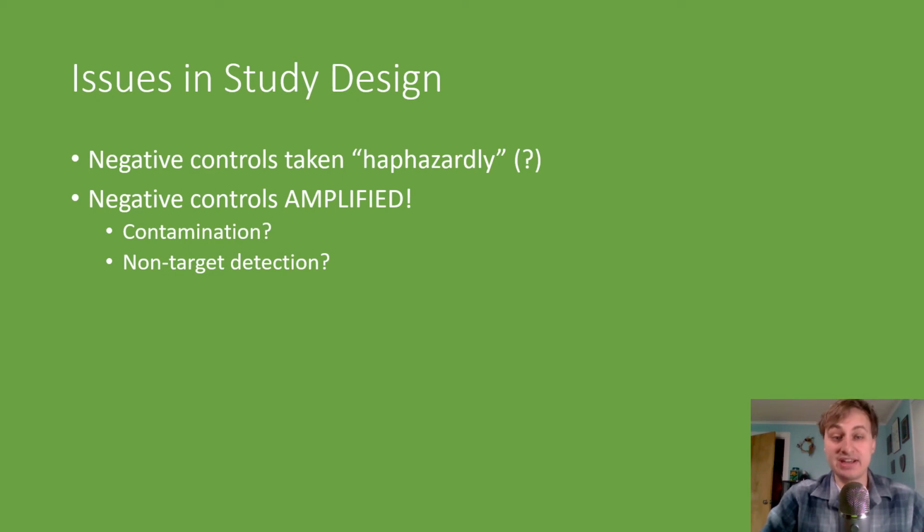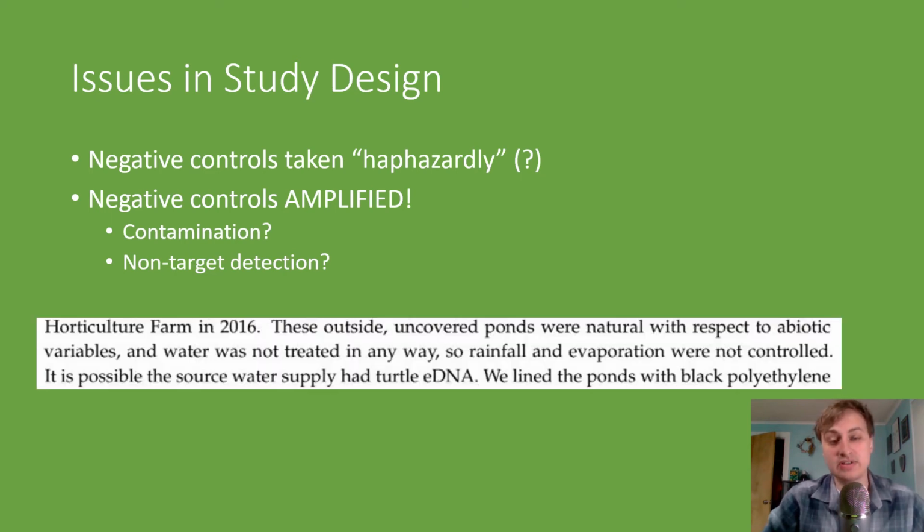So the negative controls apparently were taken haphazardly, which who knows what that means. They're supposed to be taken at every step during the eDNA process to tell you where contamination is coming through. So who knows where it started, because clearly there was an issue with contamination because their negative controls were amplifying and they should not have. So it could have been contamination. It could have also been what's called non-target detection, which we'll talk about in just a second.